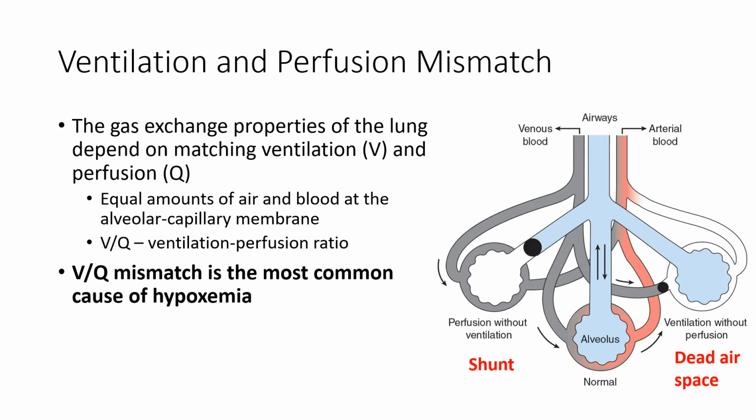An important concept to understand related to ventilation perfusion is that if these equal amounts aren't present, then you'll have a ventilation perfusion mismatch. That means either ventilation or perfusion is not equal to where it should be. This ventilation perfusion mismatch is the most common cause of what we call hypoxemia, or low oxygen in the blood. So we'll take a brief look at what a ventilation perfusion mismatch is.